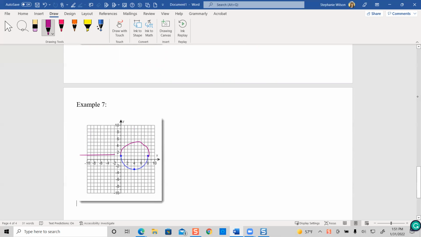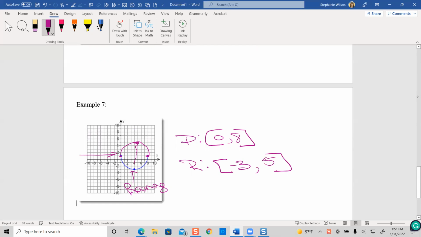Well, again, the x values are read left to right. And what do I see? 0 for my x value here, and then 8 for my x value there, and they're both closed. Now let's talk about the range. We're going to look here at the y value. So my range has a y value of negative 3, and it's included. We're going to follow it up, and it appears to be at positive 5, and that is my range. So that is talking about domains and ranges of functions and graphs.